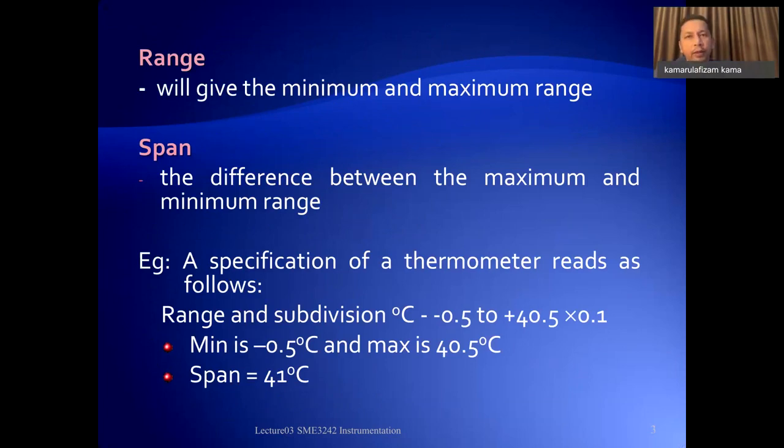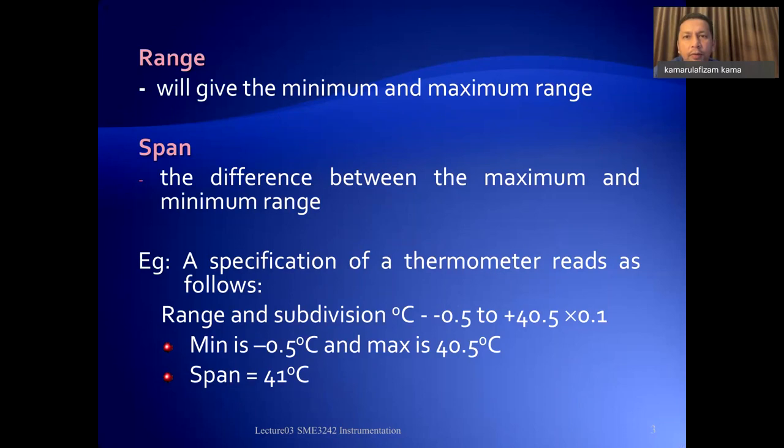For example, here you have range. The range will give the minimum and the maximum operating range of a system. Then you have span, the difference between the maximum and minimum. If you look at an example, a specification of a thermometer reads as follows. So you have a range from negative 0.5 to positive 40.5. Range is basically you have to spell out the minimum and the maximum.